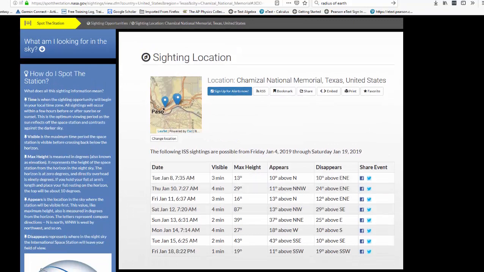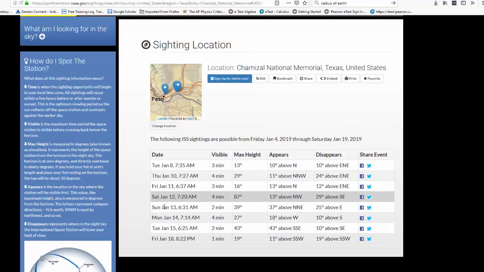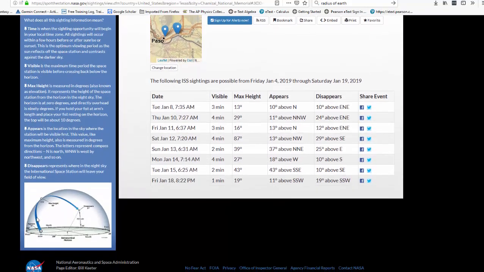Let's see, today is the 5th, so on the 8th at 7:30 in the morning, for 3 minutes, you'll be able to see it. Max height 13 degrees. So there you go. You could just use this, figure out a location. This would be anywhere. This just would be easier to see. So notice it's not visible for very long because it's going very fast. You see how quickly? You're like, whoop.